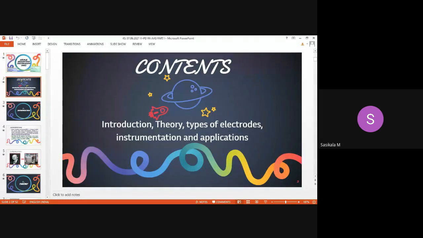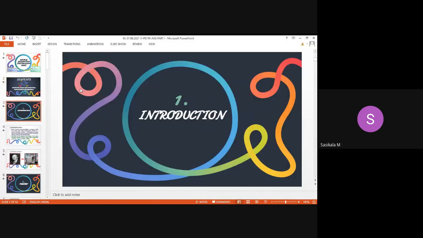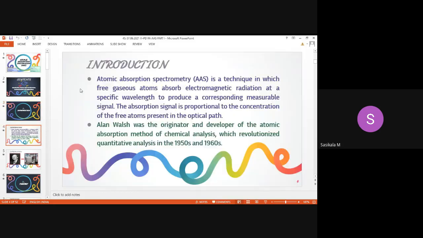Next, we'll move on to the contents. According to your syllabus, the contents you are going to learn under atomic absorption spectroscopy are introduction, theory, types of electrodes, instrumentation and applications. Introduction and theory, now you are going to see. Types of electrodes, instrumentation and applications we'll see in the forthcoming class. So these are all the subtitles you are going to learn under atomic absorption spectroscopy. First, let's move on to the introduction part.